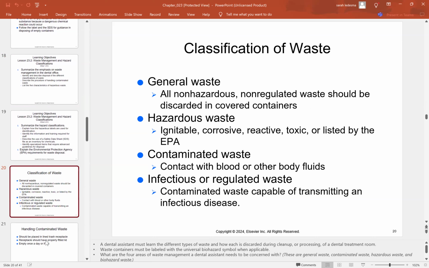Classification of waste. General waste, all non-hazardous, non-regulated waste, should be discarded in covered containers. Hazardous waste is ignitable, corrosive, reactive, toxic, or listed by the EPA. Contaminated waste has contact with blood or other bodily fluids. Infectious or regulated waste is contaminated waste capable of transmitting an infectious disease.